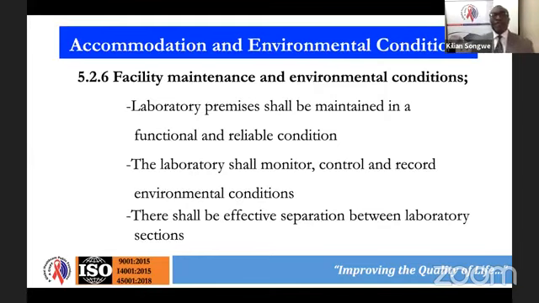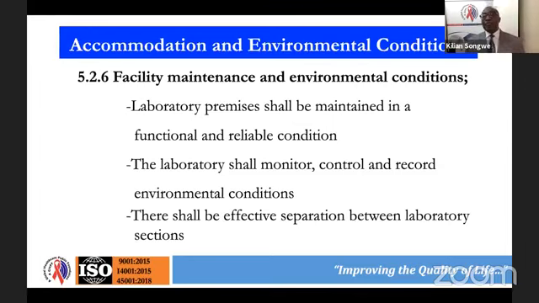One of the last points when it comes to the environment is actually ensuring facility maintenance. Facility maintenance is just as important as everything else that goes on in the laboratory space. Premises have to be maintained in a functional and reliable condition. If you want your doors to open, the doors should open. If windows are supposed to be open to allow for good flow of air, if you're working with TB, yes, the windows should be able to open, and they should be able to close.